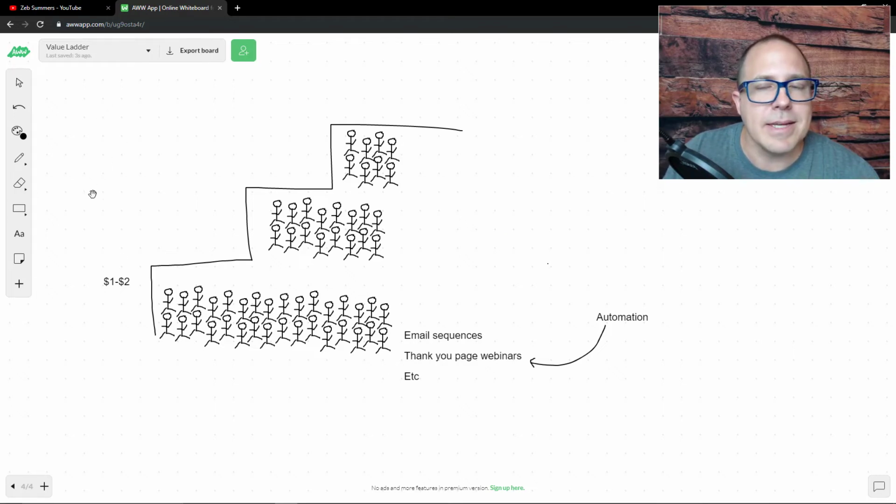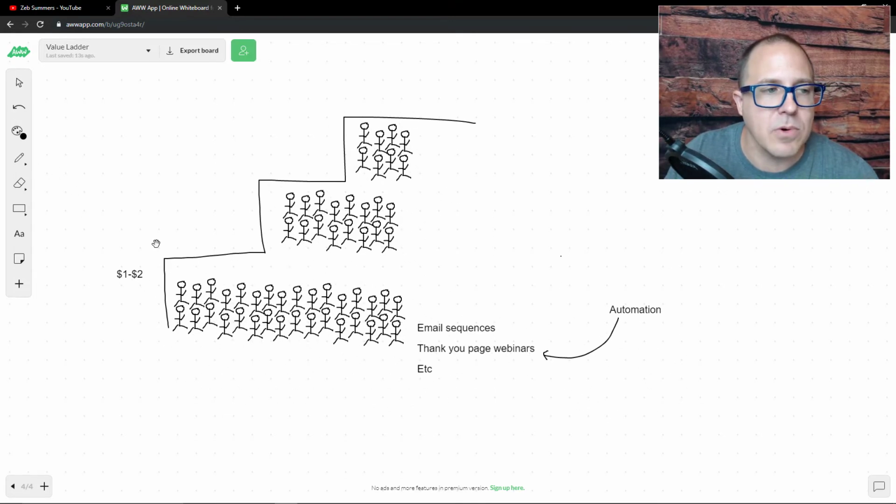So this is a simple concept right here, and the reason I have all these people here, because at this level, this is where you're doing your free book, your challenges, your email sequences, your thank you page, webinars, all automated. You want to get as many people as possible in this section right here, all right? So you'll bring in more leads here than you do here, and more leads here than you do here, okay? Because here you'll bring in a bunch of people, a small percentage will convert up here, then an even smaller percentage will convert farther up your ladder, okay?